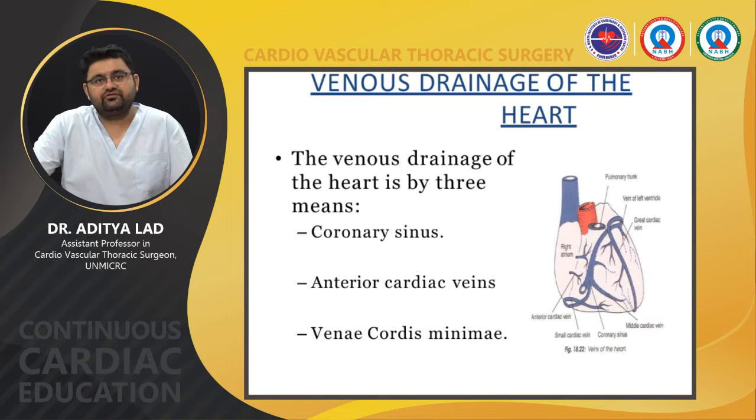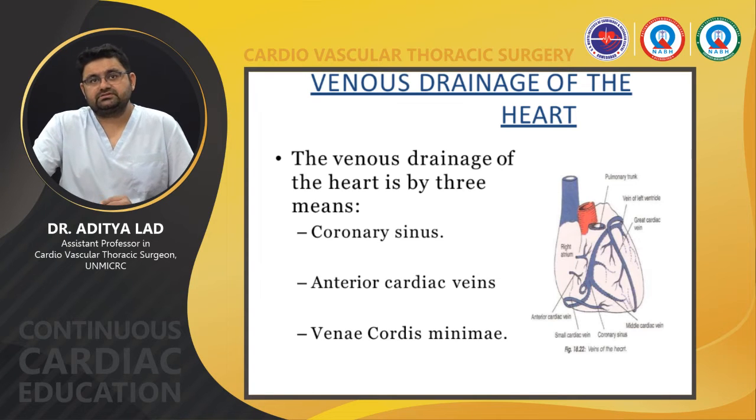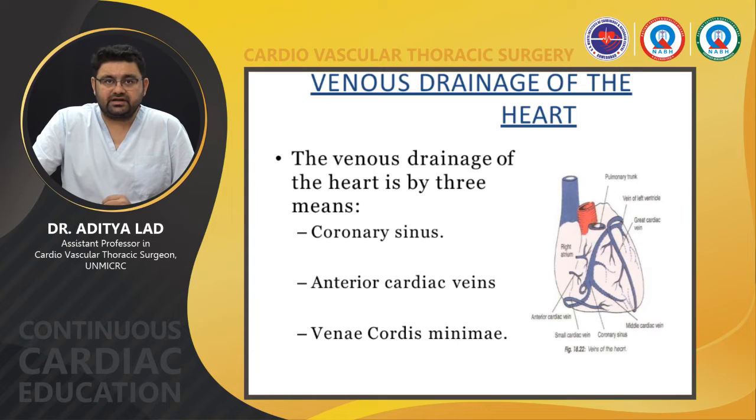Now we'll talk about the venous drainage of the heart. As we can see in the picture, the venous drainage of the heart is mainly by three tributaries: one is the coronary sinus, which opens up into the right atrium, the anterior cardiac veins, and the venae cordis minimae.